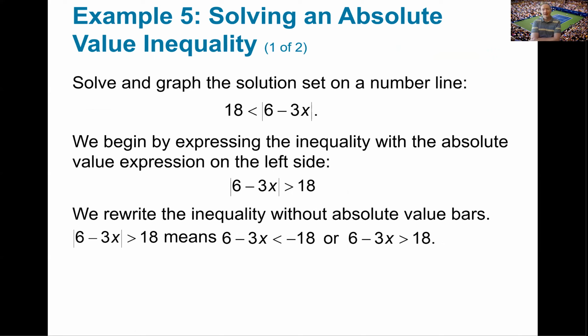So if I have 18 is strictly less than the absolute value of 6 minus 3x. All right. The first step is to get the absolute value by itself. It's already done. Now, I chose to put it on the left-hand side of this inequality. That's totally up to you. You can read it on the right-hand side. That's fine. A lot of students like inequalities on the left. So I wrote it as the absolute value of 6 minus 3x is greater than 18.